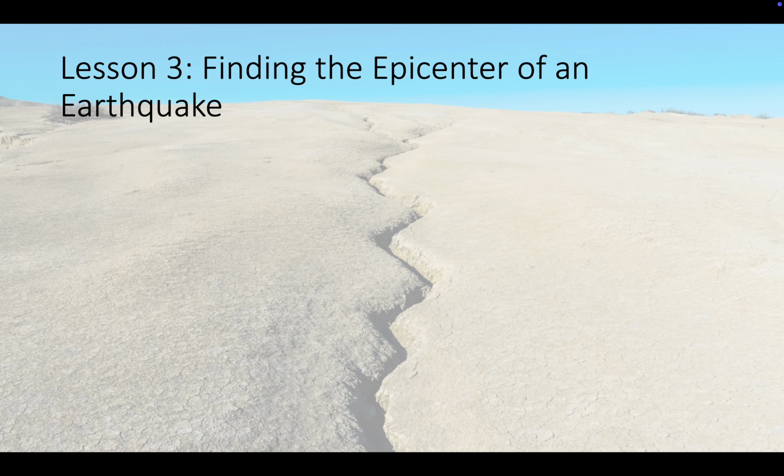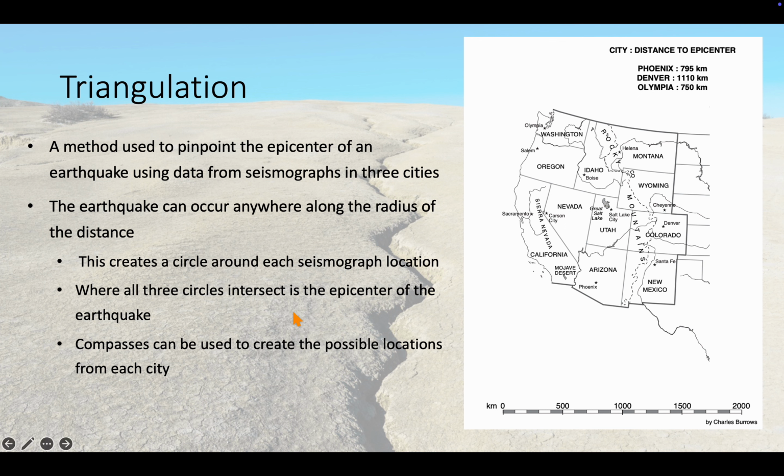Okay, so for lesson 3, we're finding the epicenter of an earthquake. And in order to do so, we're going to use triangulation. Triangulation is a method used to pinpoint the epicenter of an earthquake using data from seismographs in 3 cities. Now, there's a reason we have to use 3 cities, because 1 is not enough.